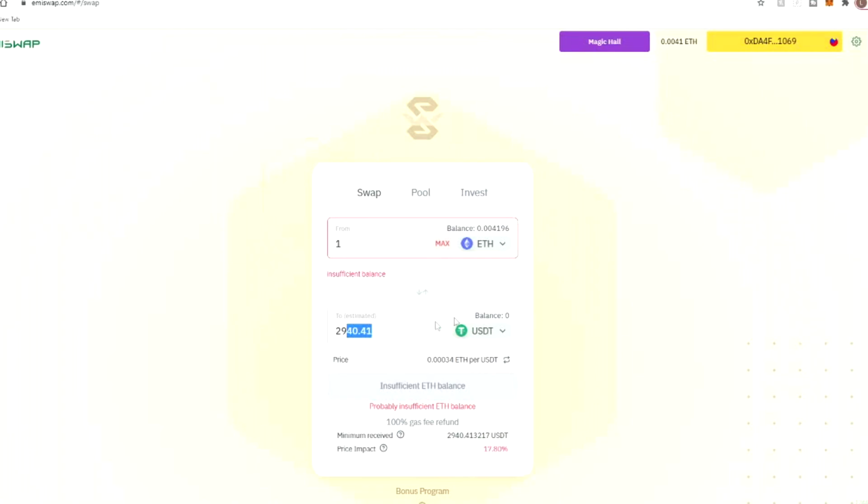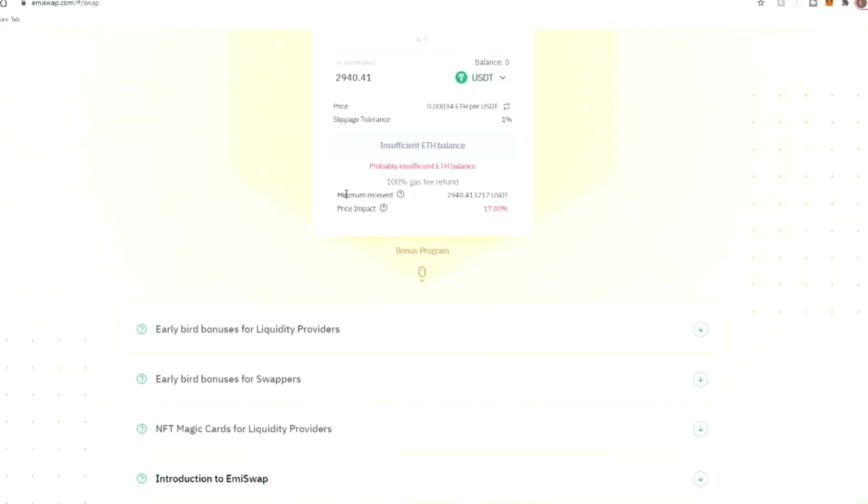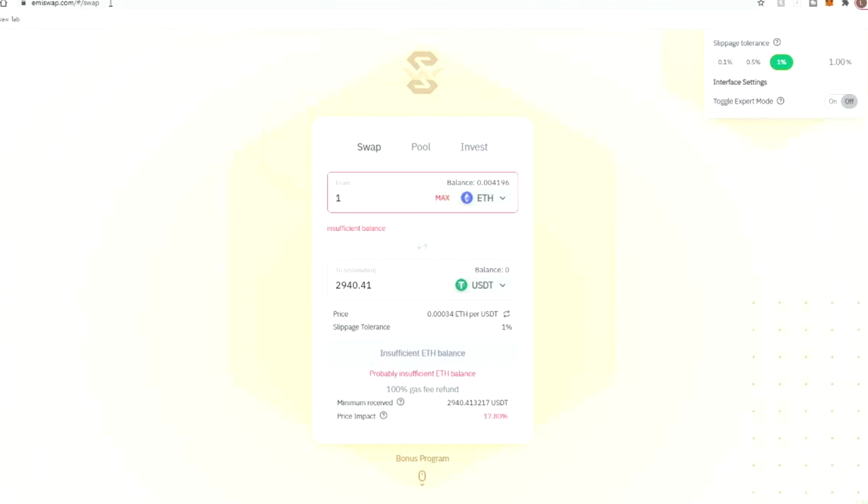2,940 USDT. There's a 17% price impact. However, you can mess around with the gas fees and a lot of stuff. So you can literally press in the top right corner and change what slippage you'd like to do, and it will change the price up for you. So a fairly nice way. I like this. It's fairly easy, and this is all you want. You want an easy, nice exchange. Obviously, the more and more you swap, the more ESW tokens you'll get, and also the chance of getting an NFT magic card. So it's fairly easy. Links will be in the description if you guys want to head over to the website.